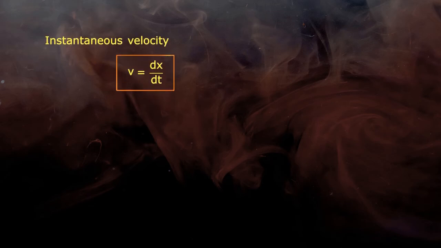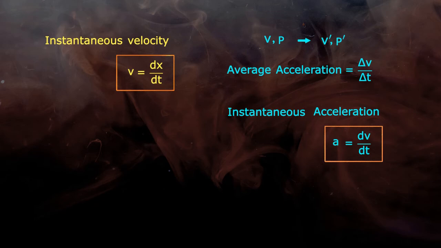Suppose at position P, the velocity of the pickup truck is v, which is changing to v dash at P dash. Then the average acceleration of the truck is delta v by delta t, where delta v is the difference in velocity. Similarly, instantaneous acceleration will be dv by dt. If we put v equals dx by dt, we get a equals d square x by dt square. If velocity increases, acceleration is positive. Negative acceleration is called deceleration.